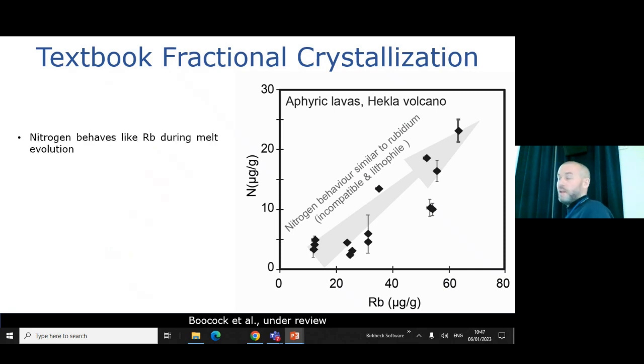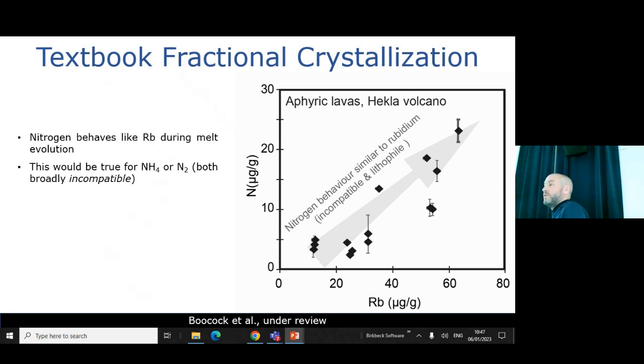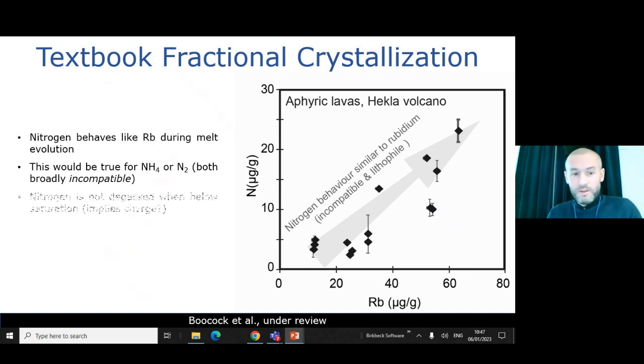And so we said, wow, in this melt system, it looks like nitrogen's behaving like rubidium. But this would be true for ammonium or N2, because rubidium is just used as an incompatible element. If N2 was in this melt, it would be incompatible. The concentrations of nitrogen in these samples are below solubility. So there's no reason N2 would degas because you haven't got a concentration above the point that the melt can handle. So it's not a finished story.